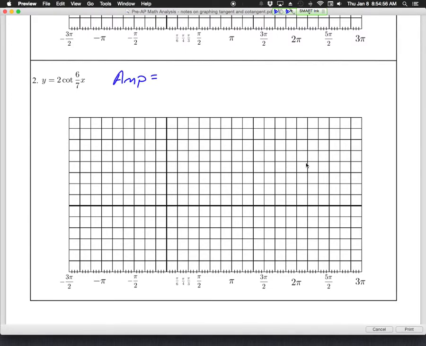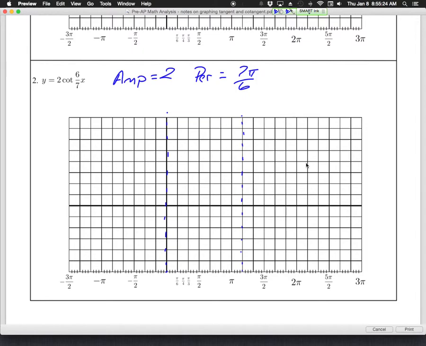So what's my amplitude? 2. What's my period? 7 pi over 6. So we know that the y-axis is an asymptote, so we're going to go ahead and do that. Where does the other asymptote have to be? 7 boxes, at 7 pi over 6. So how many spaces is 7 pi over 6? 7. So I know that's where the other asymptote has to be.